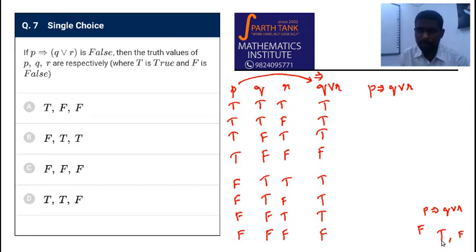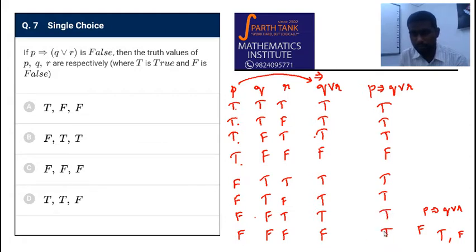Right? If P is true and Q is false, then it won't hold. Therefore, true and true is true. True and true is again true. True and true, still true. True and false is false. False and true is true. False and true is true. False and false is also true.